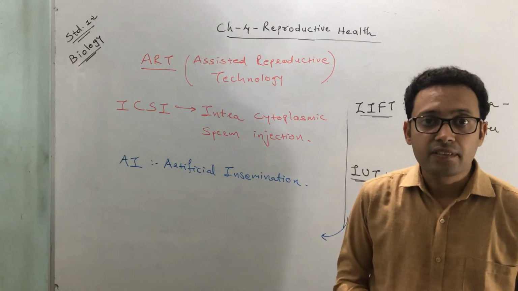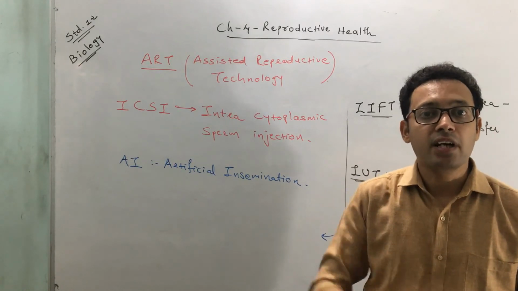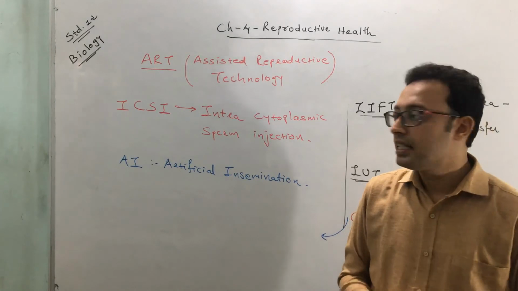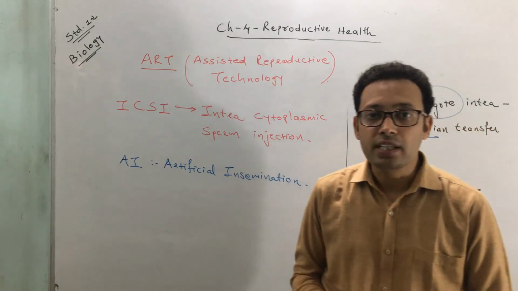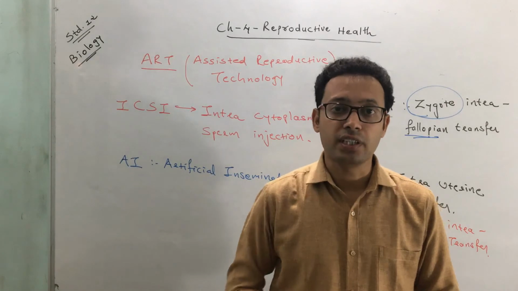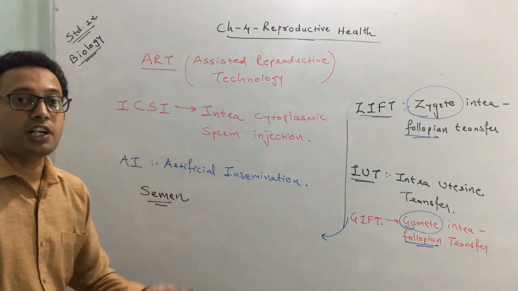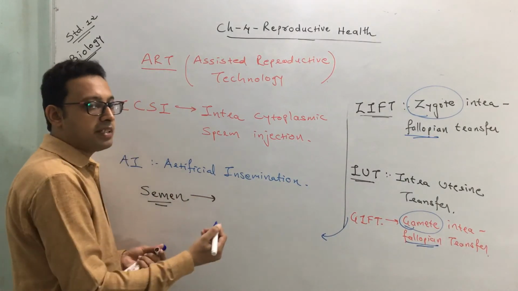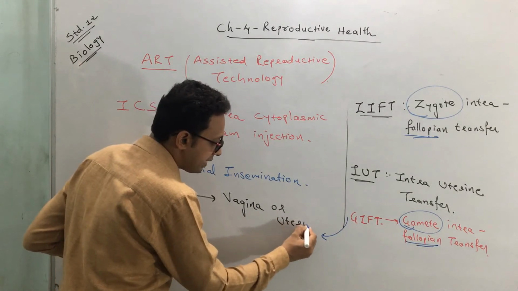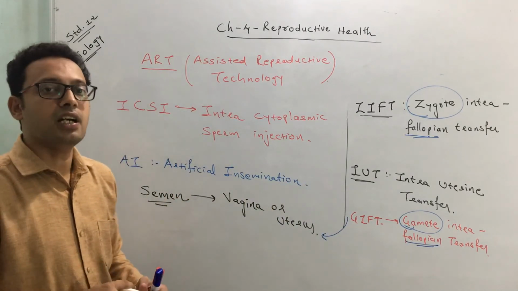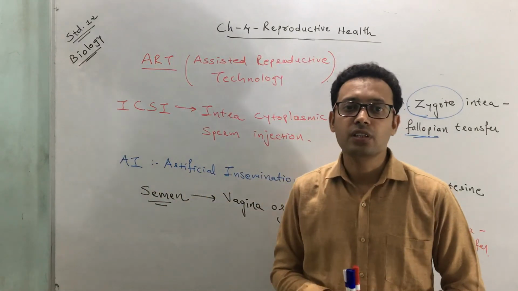But if the male is not able to inseminate, or the male discharges semen but in a low quantity or low volume, in that case, the technique that is going to be adopted is artificial insemination. Okay, so here the insemination process is done artificially. The semen that is collected from the husband or a donor is transferred or injected into the vagina or uterus of a female. What is transferred? Semen. So this technique is called artificial insemination.